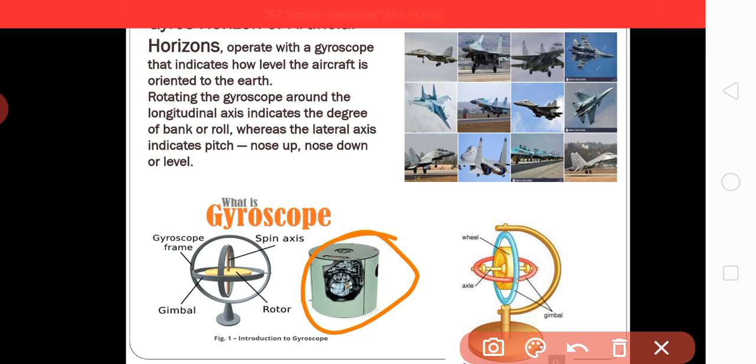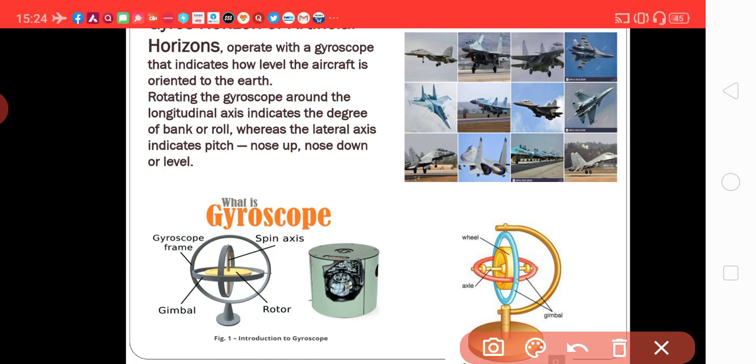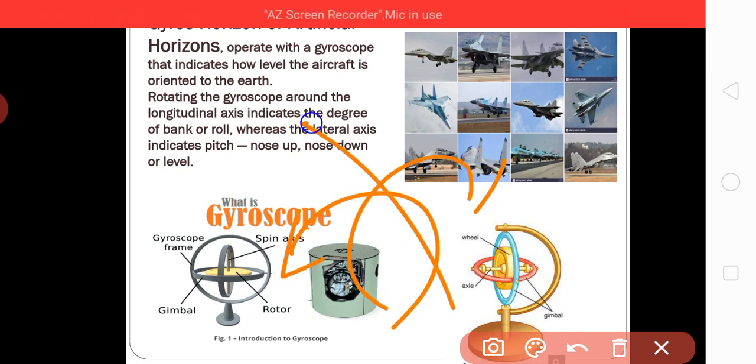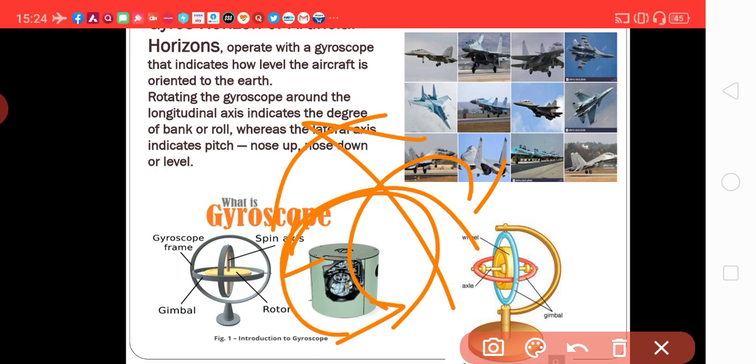When you rotate this, it will hold a position. If you go on tilting this box, rotating this box like this or like this, in any way, the wheel will maintain its position as it is. It will not change its position. It is freely rotating on its axle, the spin axis.